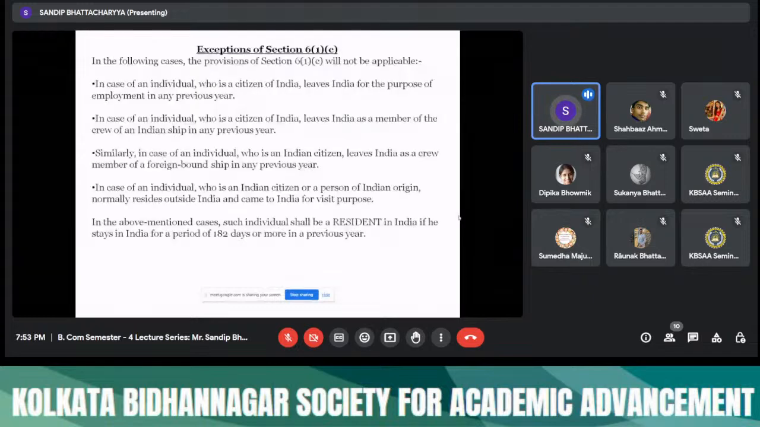This is the exception, section 6 subsection 1 clause C, which I have already discussed. If in the previous year he stayed 182 days, then it is okay. If it is for employment purpose, and the previous year is not 182 days but greater than 120 days and less than 182 days, with no foreign source of income and income up to 15 lakh, he will be treated as a resident of India. That is stated here.